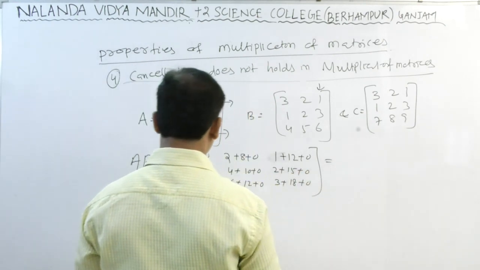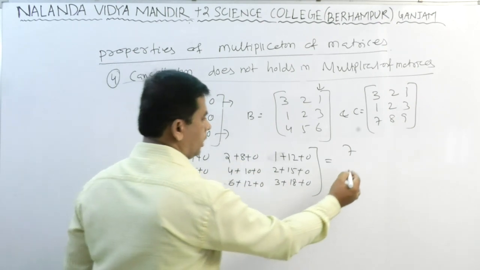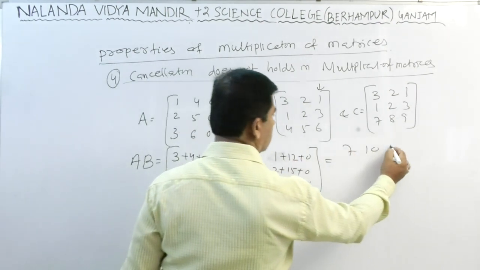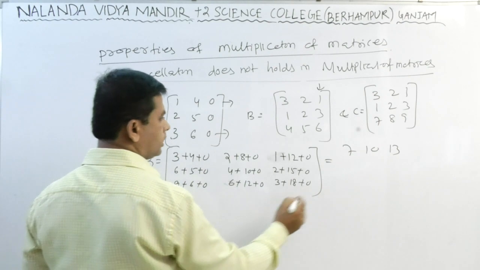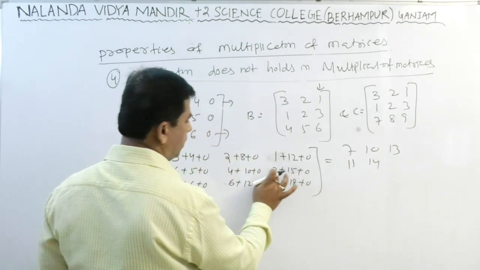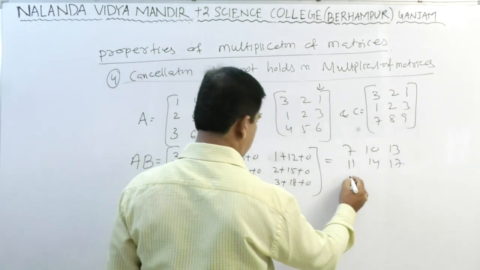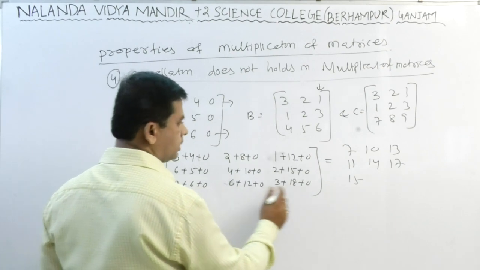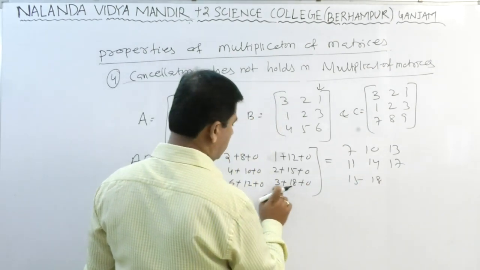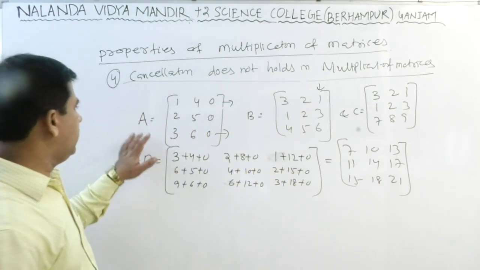That is equal to 4 plus 3, 7; 8 plus 2, 10; 12 plus 1, 13; 5 plus 6, 11; 4 plus 10, 14; 15 plus 2, 17; 9 plus 6, 15; 12 plus 6, 18; 18 plus 3, 21. This is our AB. This is our AB.